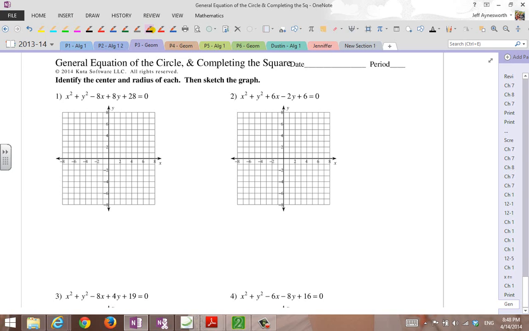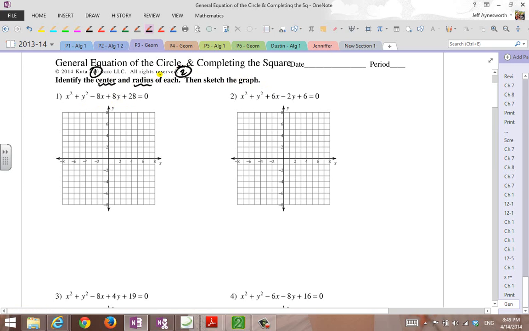So here we go. What we want to do is, given the general equation of a circle here, we want to identify the center and the radius, and then of course sketch the graph of the circle. So number one, we're going to identify the center and the radius. Number two, we're going to graph, because you can't graph without the center and the radius. But the question is, how do you get it to what's called the standard form?